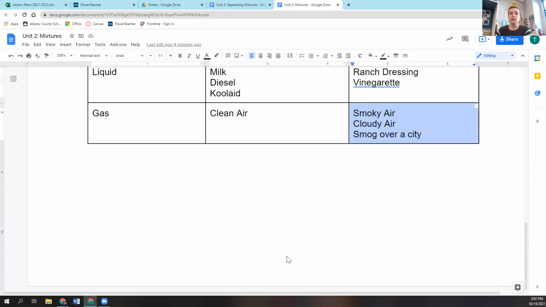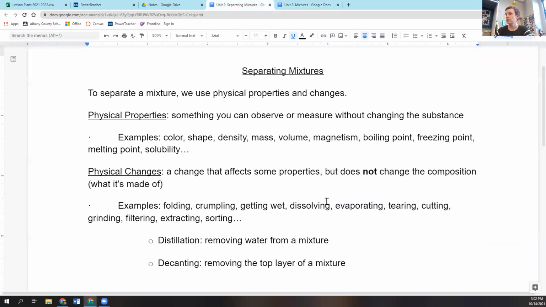Okay, now we're going to talk about separating mixtures for a few minutes here. Pause the video again if you need to, but I'm just going to go through this. So, separating mixtures. To separate a mixture, we use physical properties and physical changes. I'm just going to add the word physical here just to make sure that you don't lose track of that when we're talking about this, okay? Physical properties and physical changes.